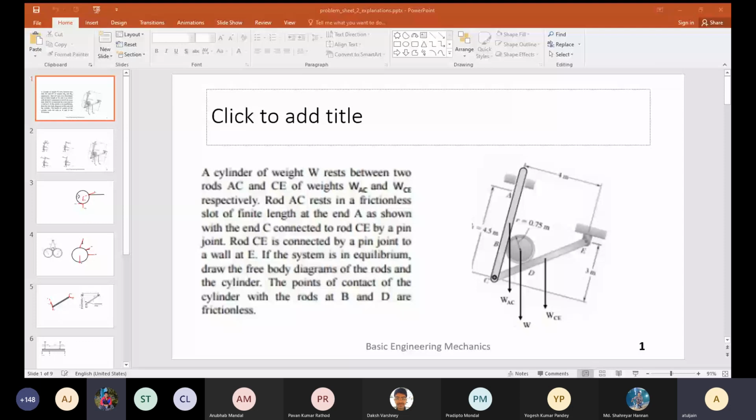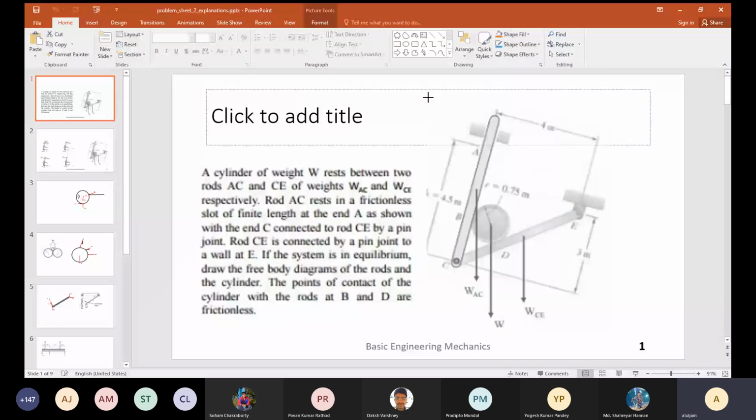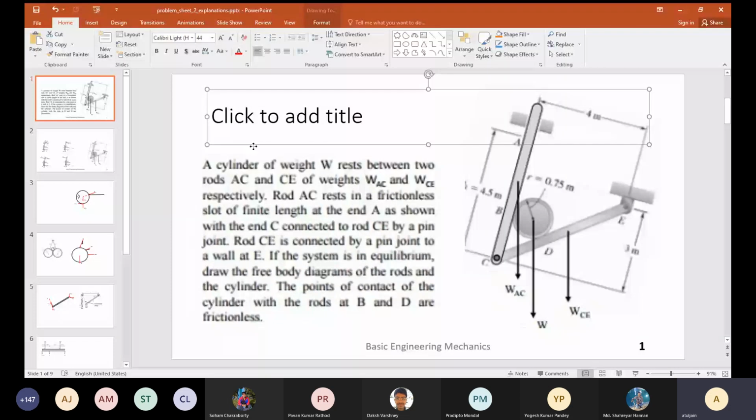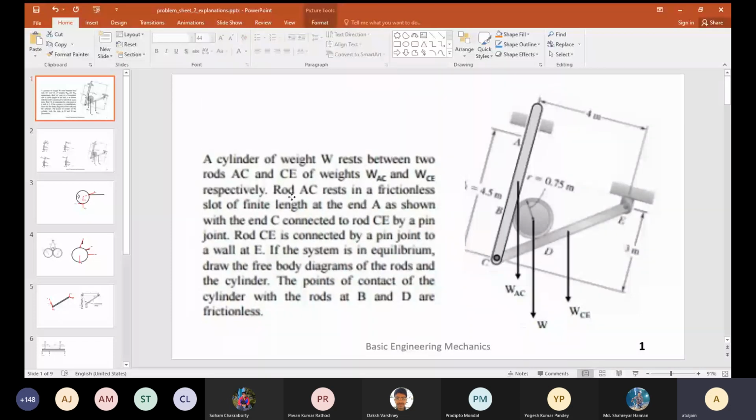Sir, can you shift to presentation mode? I can't see the values from here. You don't need the values to draw the free body diagram. Okay, free body diagram only. Yes, only the free body diagram. We want the free body diagram of this member, ABC. Read it carefully and try to answer this. If you are able to draw the free body diagram of member ABC correctly, then more or less you can be confident that you have understood the concepts of free body diagram sufficiently.